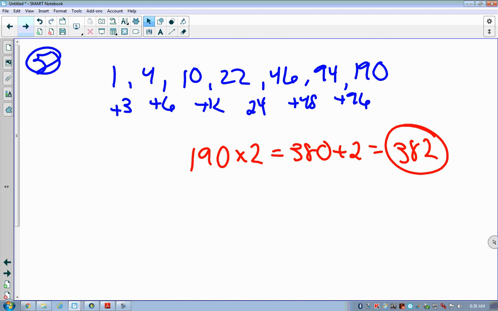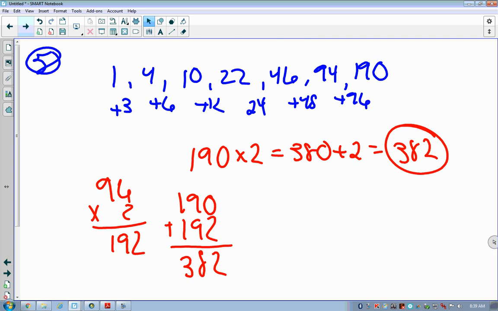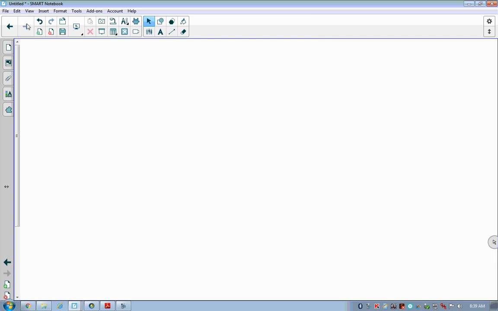Well, what's 96 times 2? 192. So, right, it should be 190 plus 192. Should still give you 382. Okay, so both patterns work. Okay, 14.